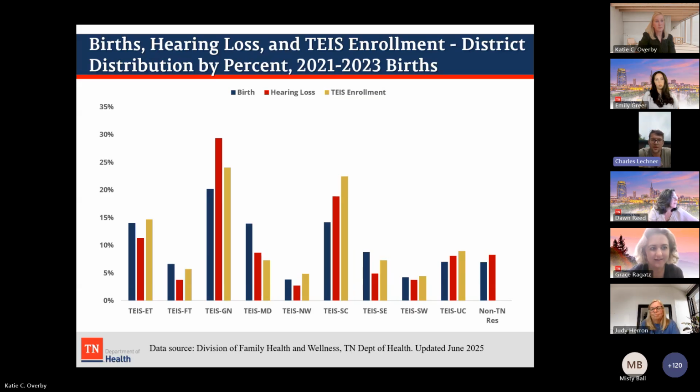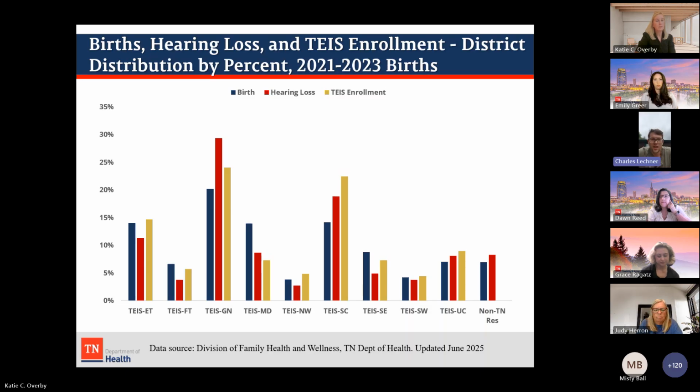The South Central area also mimics the Greater Nashville one in the sense that about 15% of all the births are seen in South Central, but we see that they have a larger percentage of the hearing loss cases and a larger percent of the enrollments compared to their number of births. The other ones generally fall in the middle there. And then I'll just point out in the very far right, we have non-Tennessee residents. So of course, those ones, we don't worry about the enrollments. We're not referring them for early intervention services, but we do see quite a few of the births and hearing loss cases being from non-Tennessee residents.